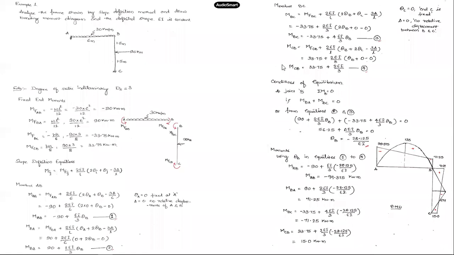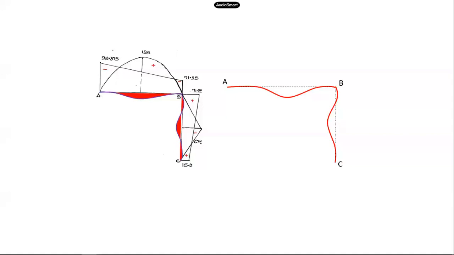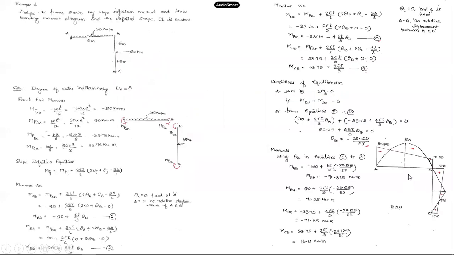Now one more thing that is asked here is to draw the deflected shape. So this is the deflected shape for this frame. I've taken the bending moment diagram that we have drawn here earlier. This diagram has been taken over here, and this will help us in drawing the deflected frame.